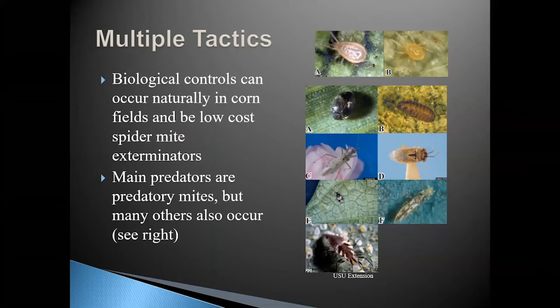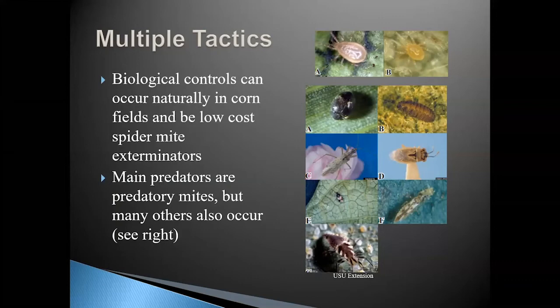It's worth noting that the misuse or overuse of pesticides can impact these beneficial predator populations, many of which likely have lower resistance compared to the spider mites and possibly other pests in the field.